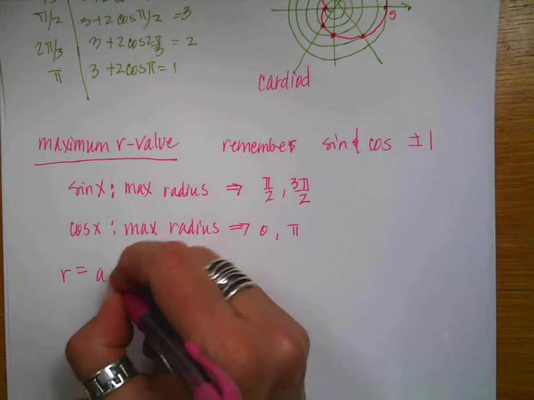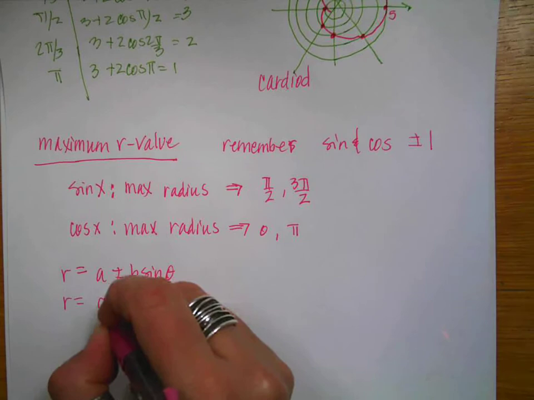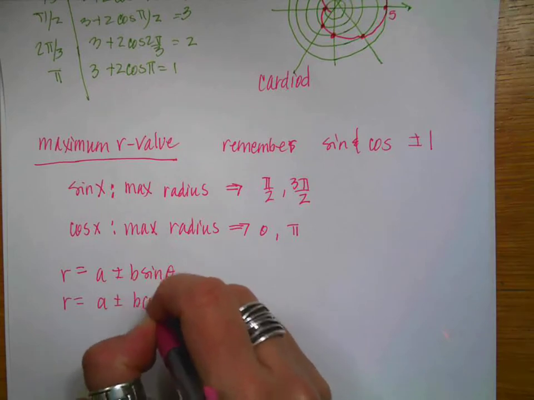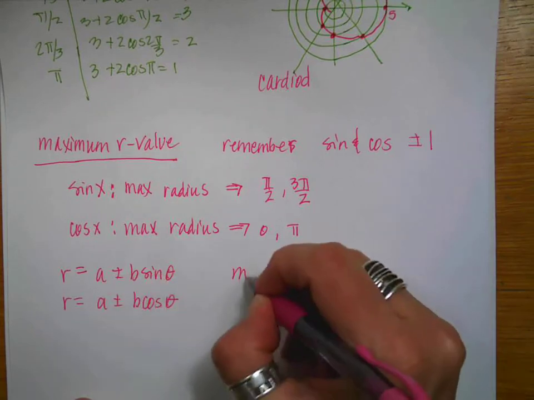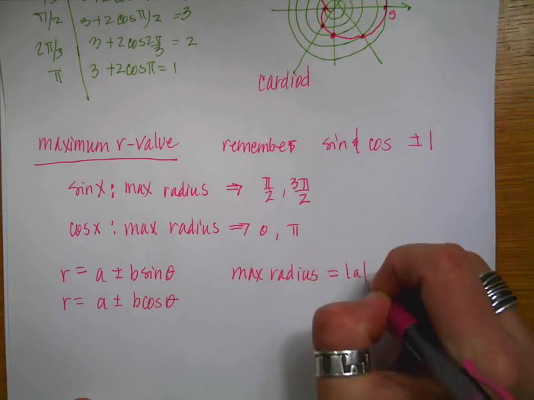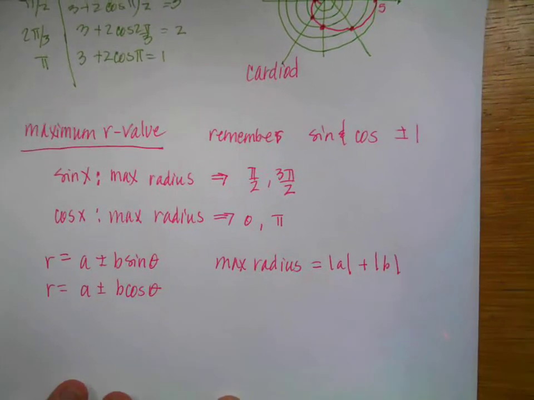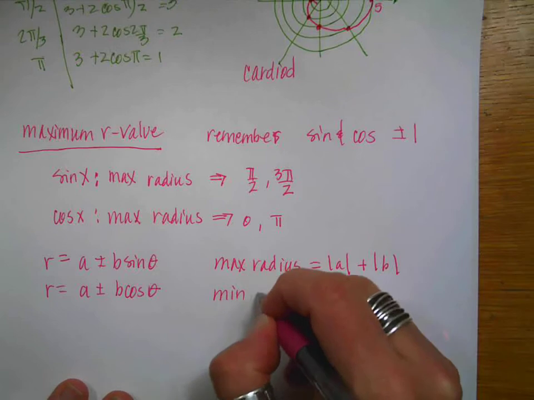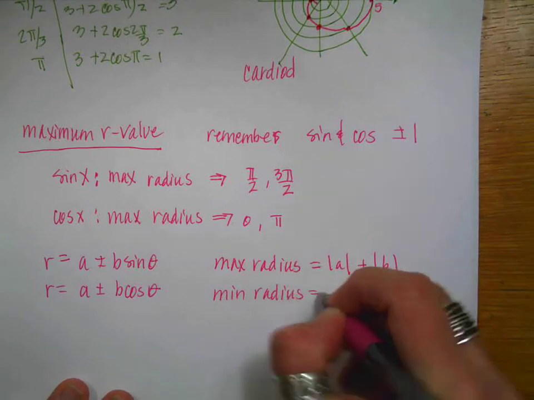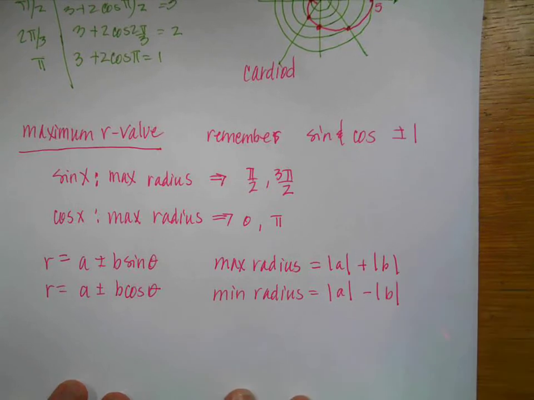Okay, so then our generic formulas that we're working with in this particular section are going to be r is equal to a plus or minus b sine theta, and r is equal to a plus or minus b cosine theta. Your maximum radius is going to be the absolute value of a plus the absolute value of b. Remember, signs are just a direction. And then my minimum radius is going to be the absolute value of a minus the absolute value of b.